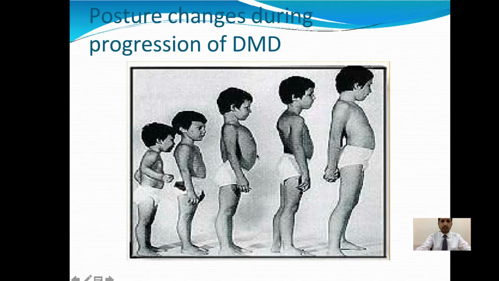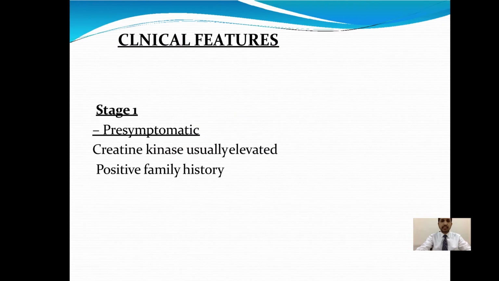This is a pictorial presentation of progression of the disease. Here the child is almost normal, and as he has grown, his calf muscles have hypertrophied, and there are postural changes like kyphoscoliosis. Clinical features are divided into different stages, which are presymptomatic, in which the patient has no symptoms. Clinically he is well like normal children, but his CK is raised and he has a positive family history.